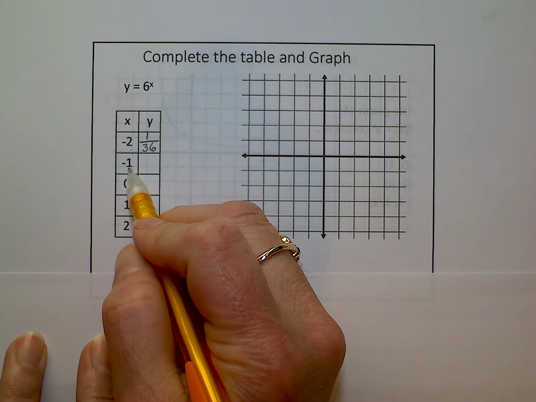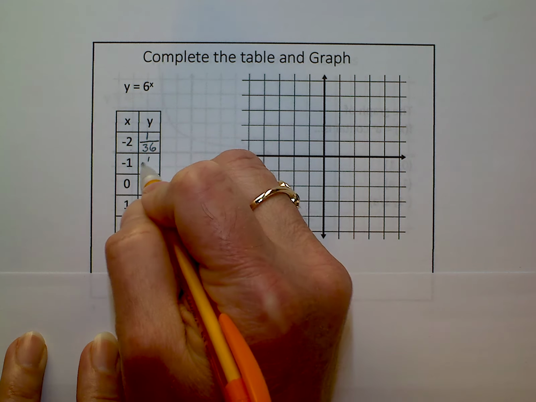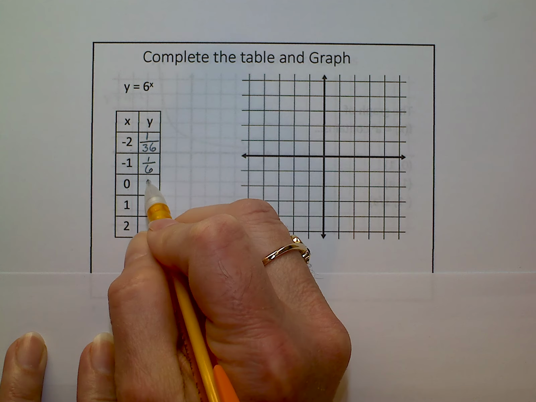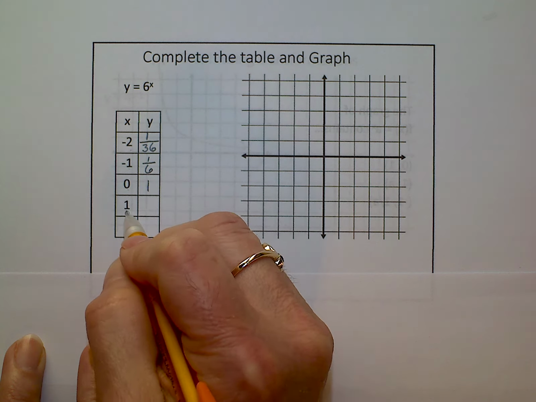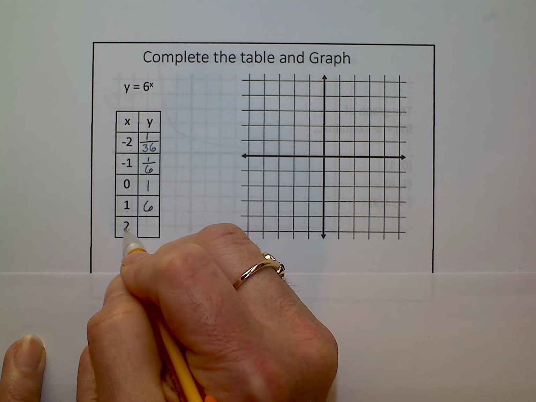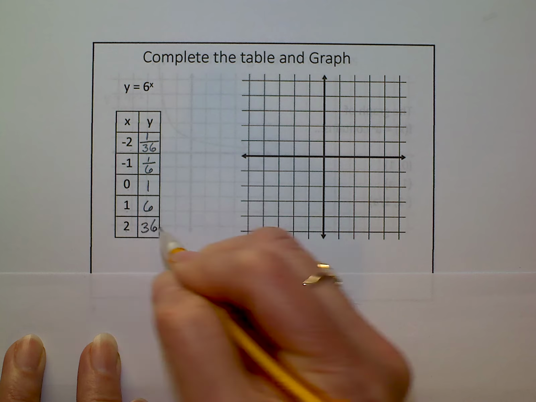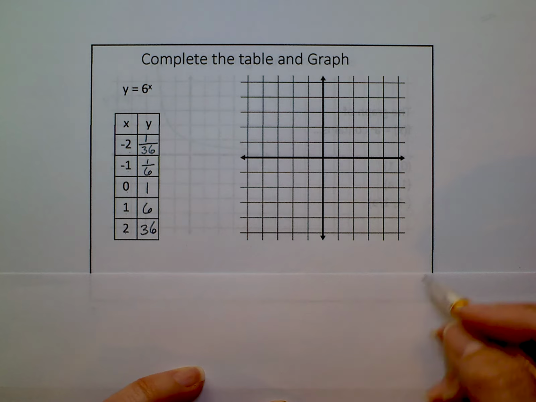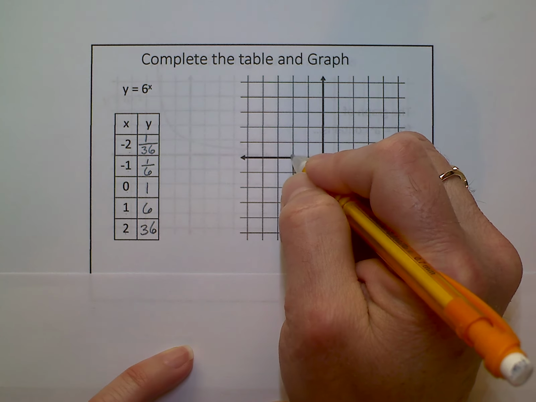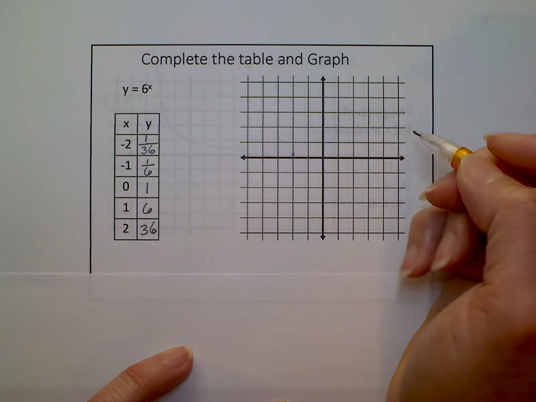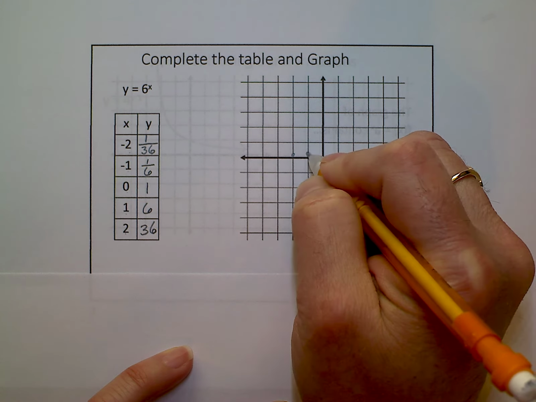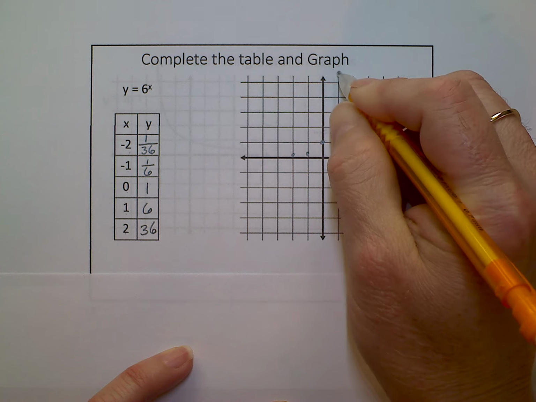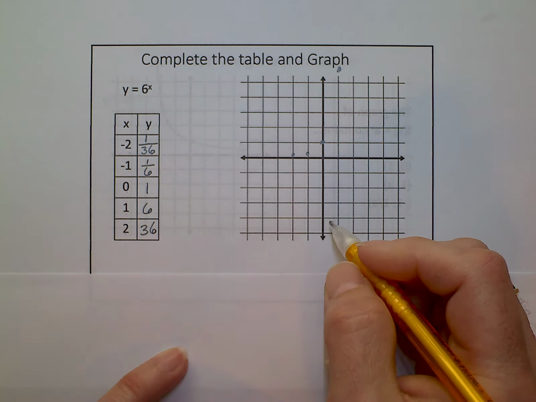This is 6 to the negative 1, which means I flip it over and make it 1 over 6. 6 to the 0 is 1. 6 to the first is 6. And 6 squared is 36. That's going to be rough graphing some of those, but we're going to graph the middle for sure. If I go out here to negative 2, I'm at 1/36. Negative 1 is 1/6. 0, 1, and 1, 6, and that's about as good as that's going to get.